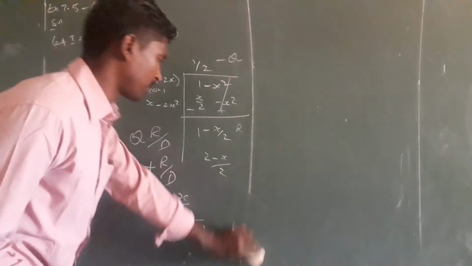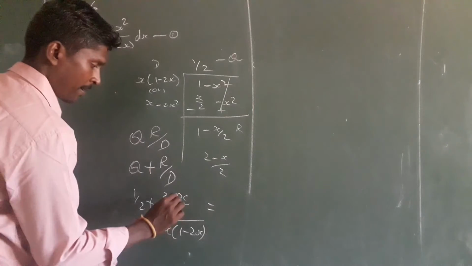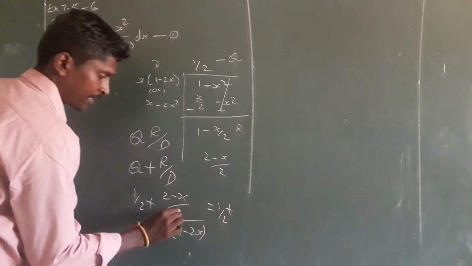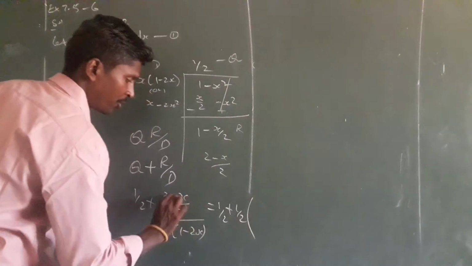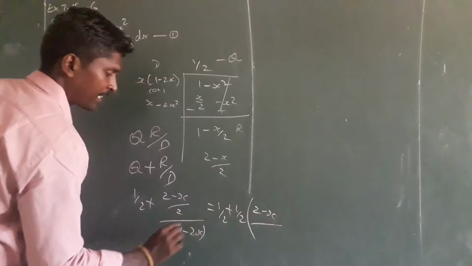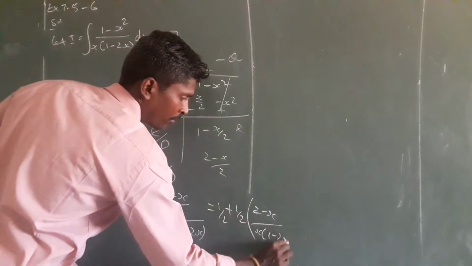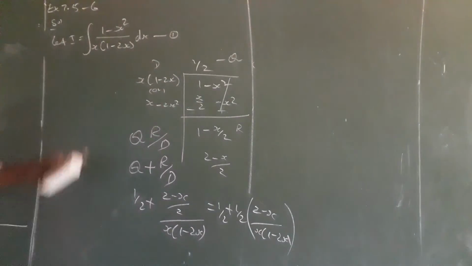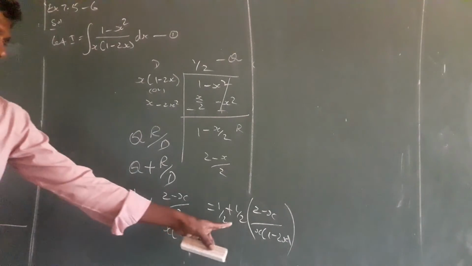The same term we can write like that, equal to 1 by 2 into, take that 1 by 2 outside. This is the numerator value 2 minus x, and this is the denominator value x into 1 minus 2x. Okay. So the same term we can write like that.